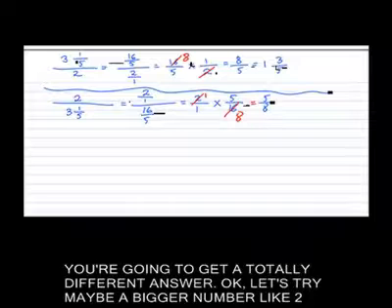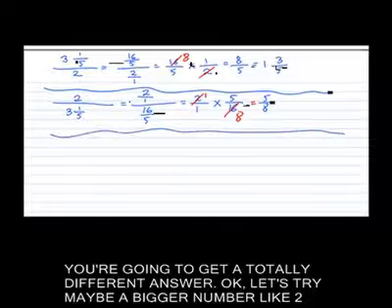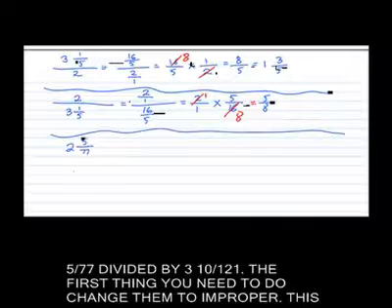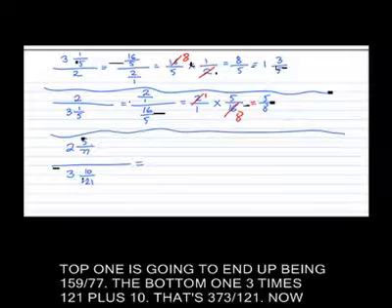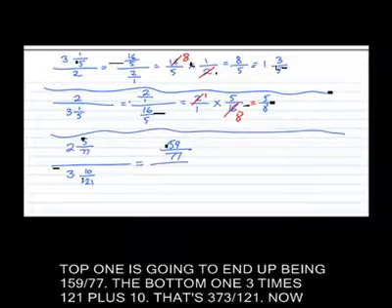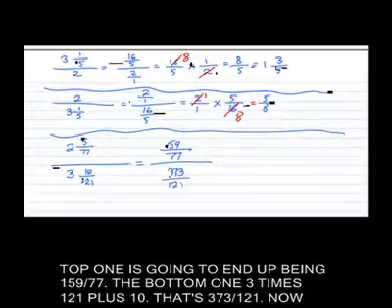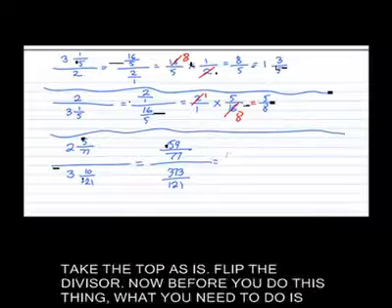Okay, let's try maybe a bigger number, like 2 5/77 divided by 3 10/121. The first thing you need to do, change them into improper. This top one is going to end up being 159/77. The bottom one, 3 times 121 plus 10. That's 373 over 121.